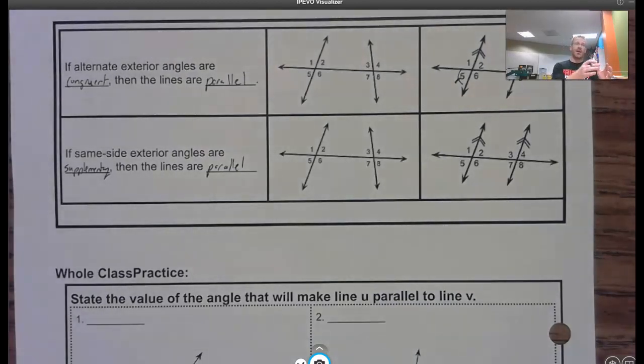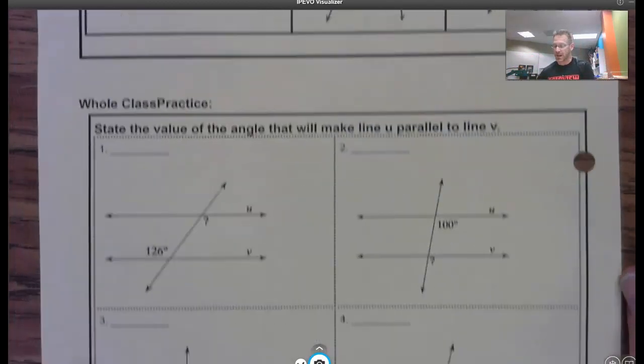So if lines are parallel, corresponding angles are congruent. All right, and then we can reverse that. If corresponding angles are congruent, then the lines are parallel. And so that works for all sets of our angles. All right, so now let's look at some specific examples here.